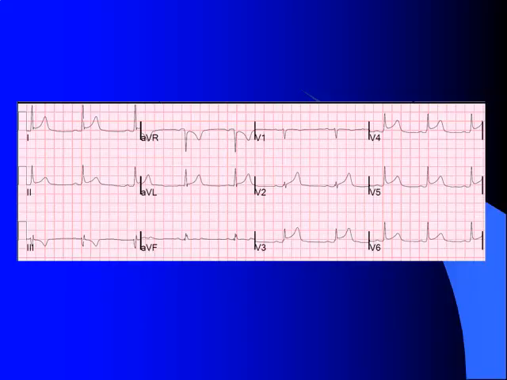Note that we do have a flattening of the ST segment in most of these leads. We don't really have a convex ST segment like we'd like to see. That makes it a little easier to pick out. But this is a pretty definitive case of acute STEMI as well.